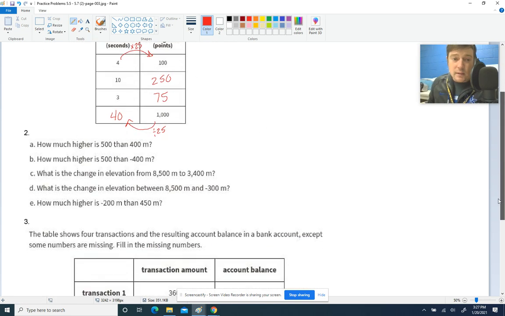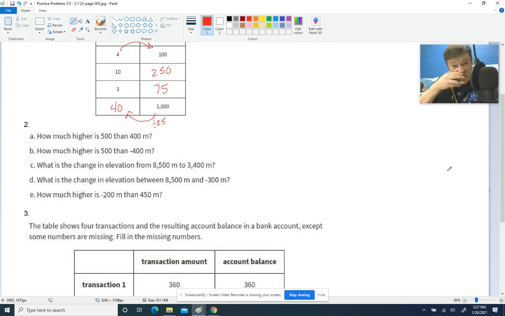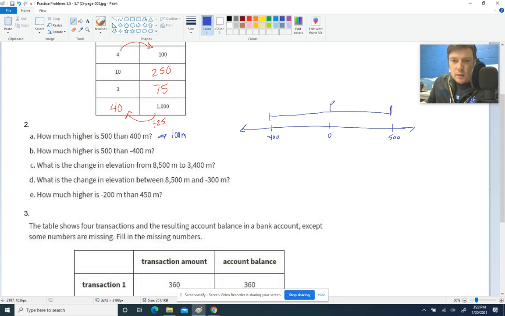So easy stuff. Number 2, how much higher is 500 than 400? I think that's a mental one. That is 100 meters higher. How much higher is 500 than negative 400? You could sketch a number line for that. Here is 0. Here is 500. Here is negative 400. The distance between the two is 500 plus 400 in absolute value. So that one would be 900 more meters.